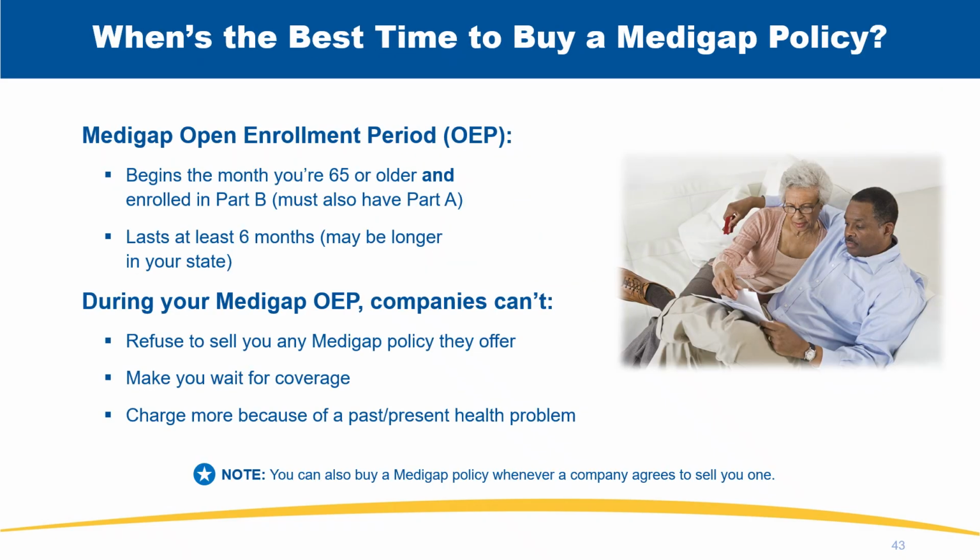When's the best time to buy a Medigap policy? Again, it begins the month you're 65 or older and enrolled into Part B. You must also have Part A. It lasts at least 6 months, maybe longer in your state. Here it is 6 months.